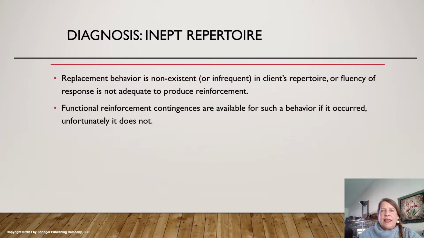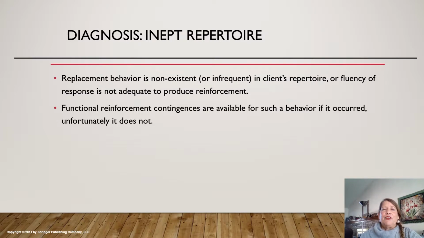Our second example of a wacky contingency is what we call inept repertoire. This is when the replacement behavior that everybody has decided is what they want as the targeted behavior is non-existent. The child does not know how to do it, or it's so infrequent that when you're trying to get the child to do it, they don't even really know what you're asking for, or their fluency of their ability to respond is not adequate to produce reinforcement.